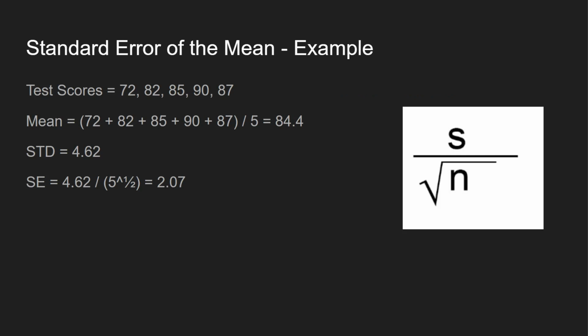Now, here's a quick example for you guys. All right, let's imagine we have test scores 72, 82, 85, 90, and 87. We take the mean, which is just add those up, divide by 5, 84.4. We get the standard deviation also, which I'm not going to put all the calculations for. I already covered that in another video, but let's say it's 4.62. And then all we have to do is take the standard deviation, which is 4.62, divided by the root of 5, and then we get a standard error of 2.07.